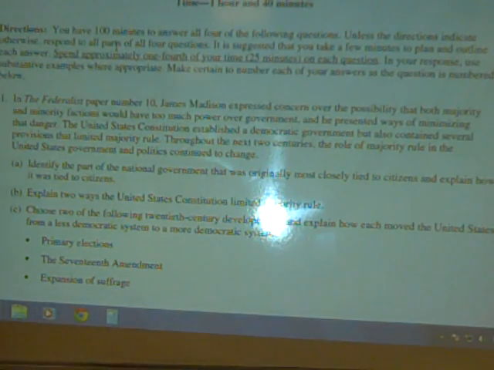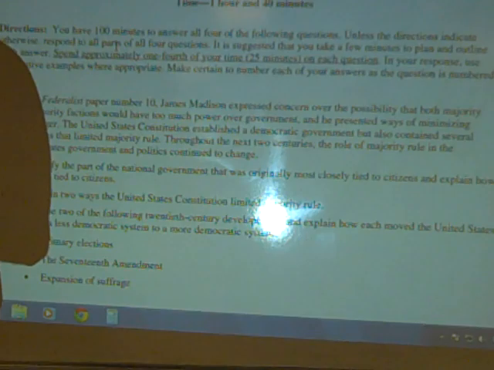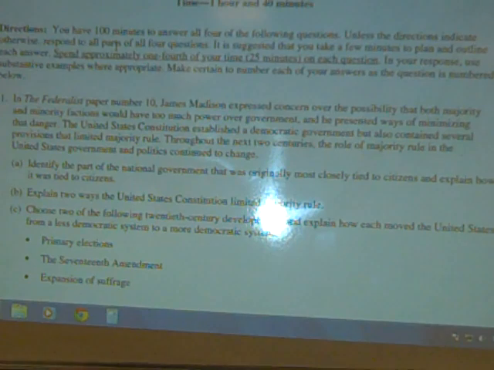Explain 2 ways the United States Constitution limited majority rule. There's lots of these. We'll look at the rubric in a second. A couple that come to mind since we've been studying them lately are the courts. The courts are not popularly elected, and they can strike down policies of those institutions that are popularly elected. Like they can strike down laws that Congress makes.